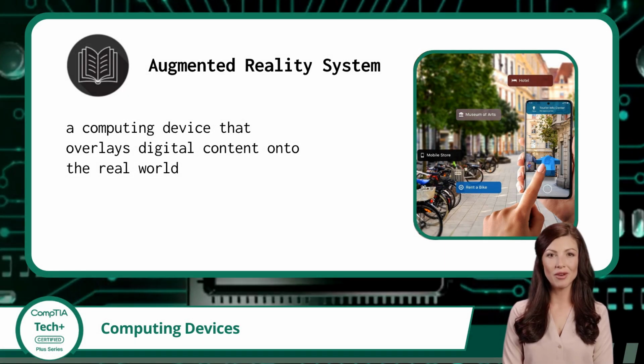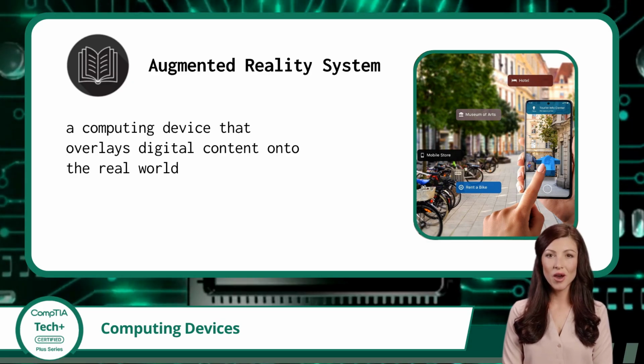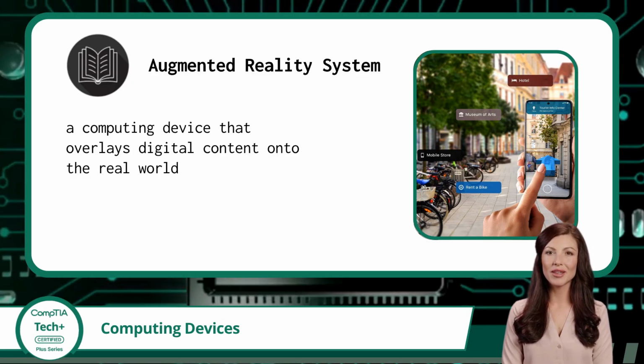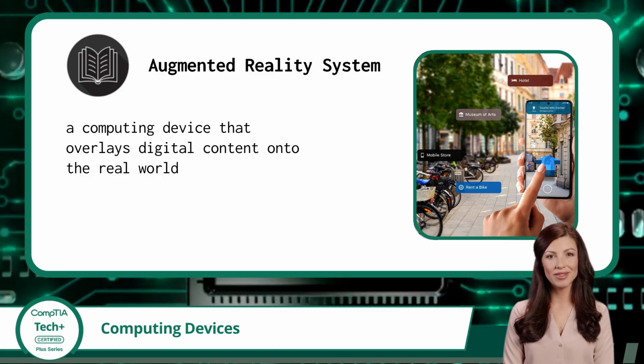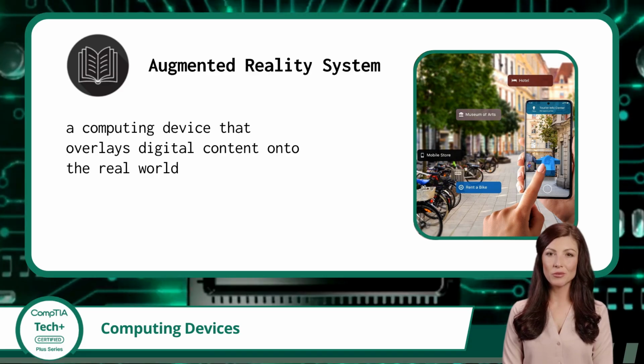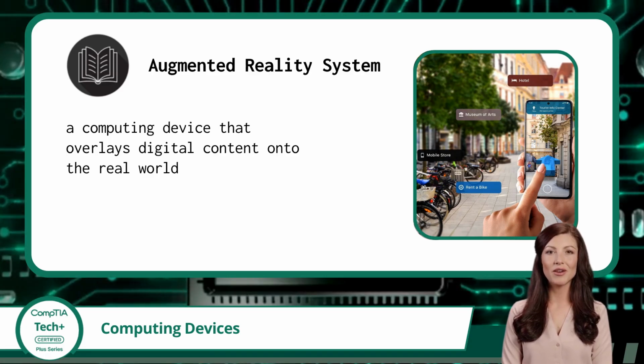Finally, we have augmented reality systems. An augmented reality system is a computing device that overlays digital content onto the real world. Unlike virtual reality, which fully replaces your environment, augmented reality enhances what's already there. For example, smart glasses or smartphones that show turn-by-turn directions or other information while you walk around are using augmented reality. These systems rely on cameras, sensors, and display technology to blend the physical and digital worlds together in real time.